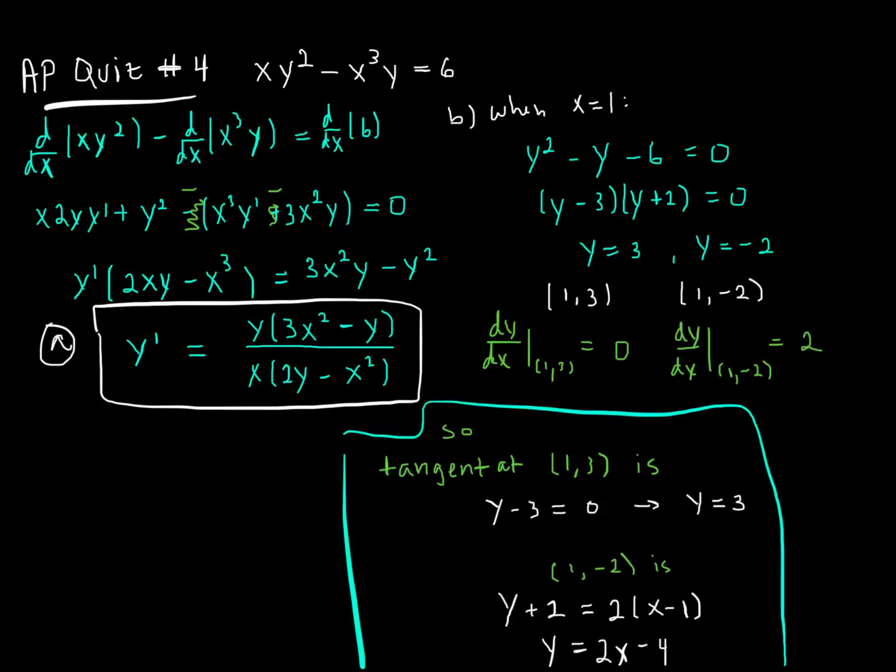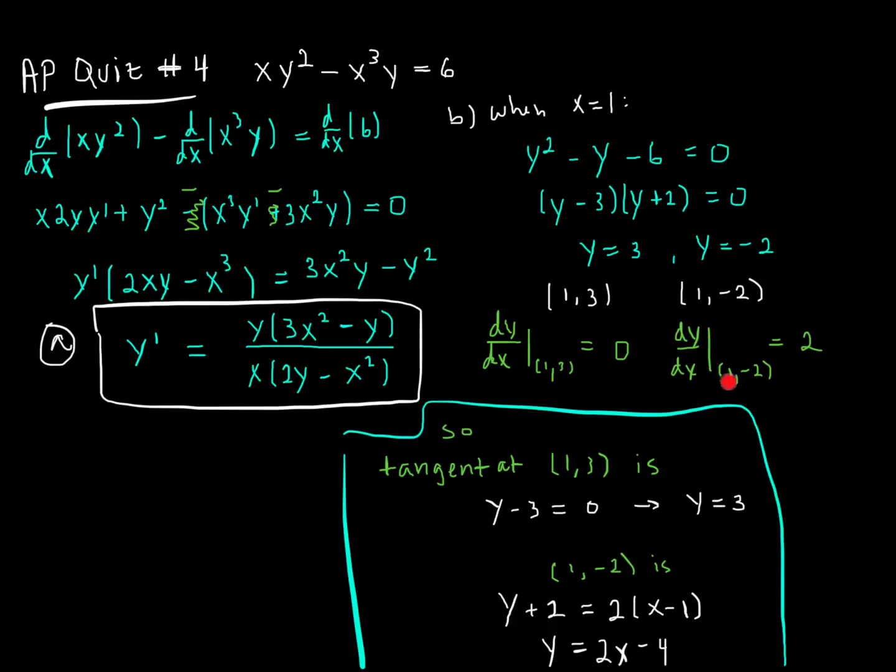So after evaluating, here I get that the derivative at 1 comma 3 at this point is 0. So that allows me to write the tangent at that point as y minus 3 equals 0 times x minus 1, which is 0. And so that's the line y equals 3. Of course, it's a horizontal line with slope 0.